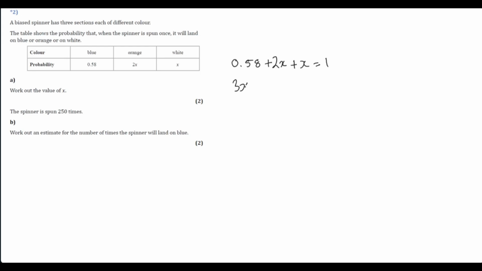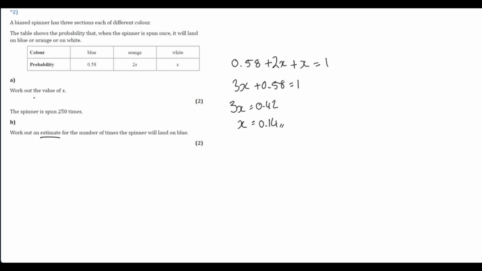So we have 3x plus 0.58 equals 1. Take away the 0.58, so we're solving for x here. Once we take 0.58 away from 1, we get 0.42. Divide by 3, you get 0.14. That's finished for A.